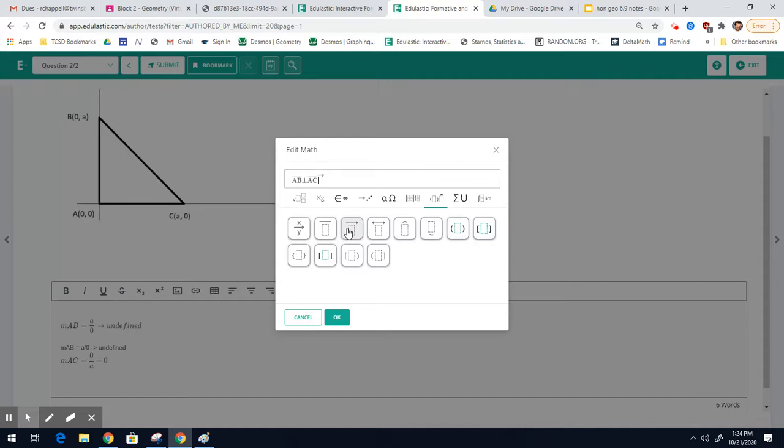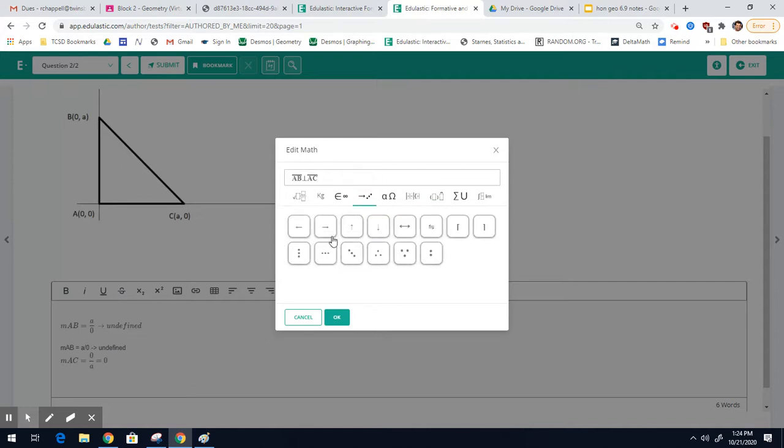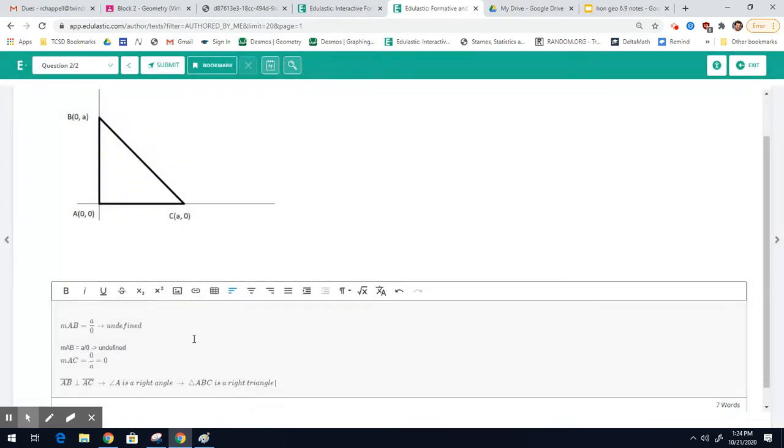And that means that angle EAC, or angle A, we'll just call it angle A, is a right angle, which means that triangle ABC is a right triangle. Look at all that fun stuff, right? So that is the first thing I did. I just showed that those two sides are perpendicular.